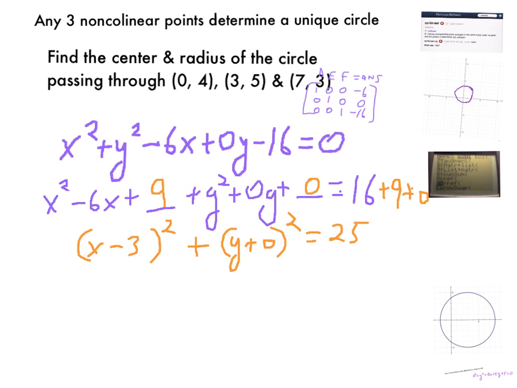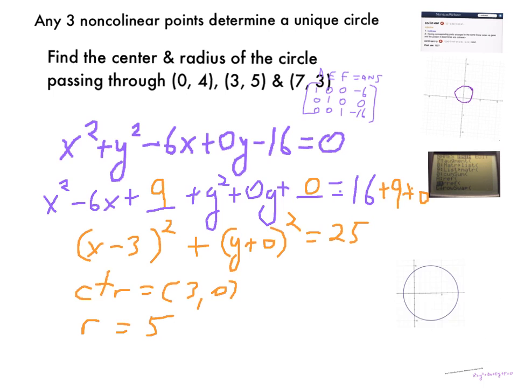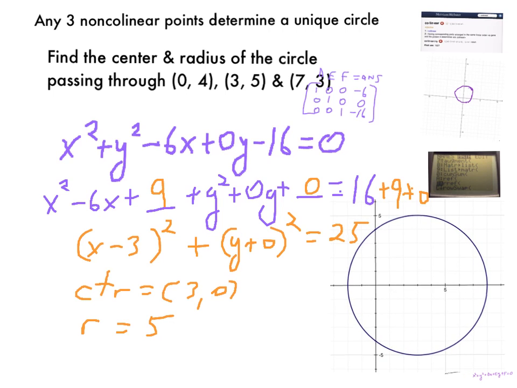We now know that our center is going to be 3, 0. And the radius is the square root of 25, which is 5. Okay, and then you're able to do something like that and graph it.